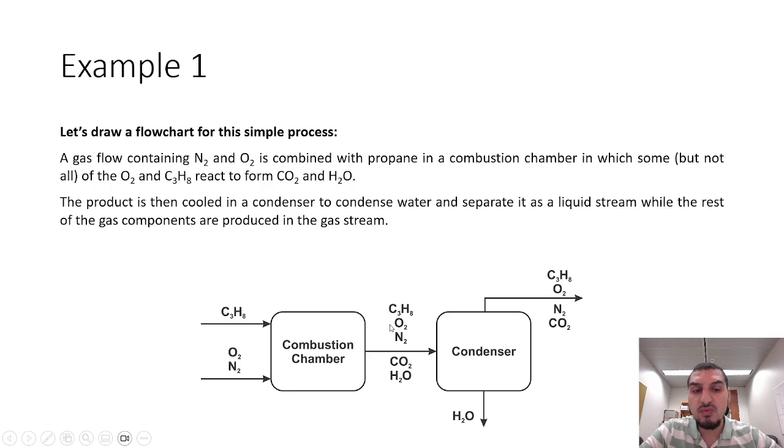But this is not the case, and we know this because we are told that some of the oxygen and the propane are consumed in the reaction, while the rest is not. So this is what we have in the product stream, which is fed to a condenser. And no matter what happens inside the condenser, it's just a block where water is condensed and the rest of the components come out as gases. This is the diagram, and it summarizes all the information that we have here. So if you just look at this diagram, you understand everything. You don't need to go back to the text and read what's there.